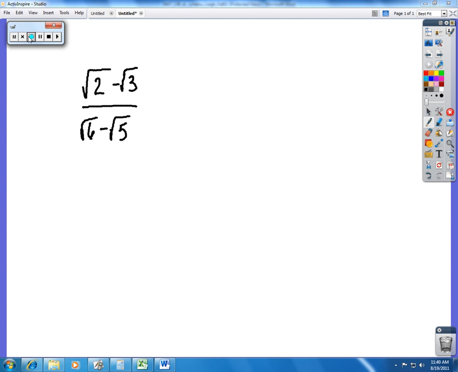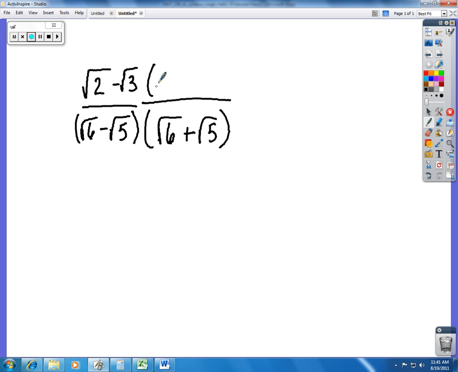So there are some problems from this section that I assigned that will illustrate the property that I'm about to use. But the way that we will get rid of both of these radicals in the denominator is we multiply by the opposite. By that I mean we're changing this sign in the middle to its opposite. So we're going to multiply the square root of 6 minus the square root of 5 on the bottom times the square root of 6 plus the square root of 5. And again, whatever we do to the bottom, we have to do to the top.